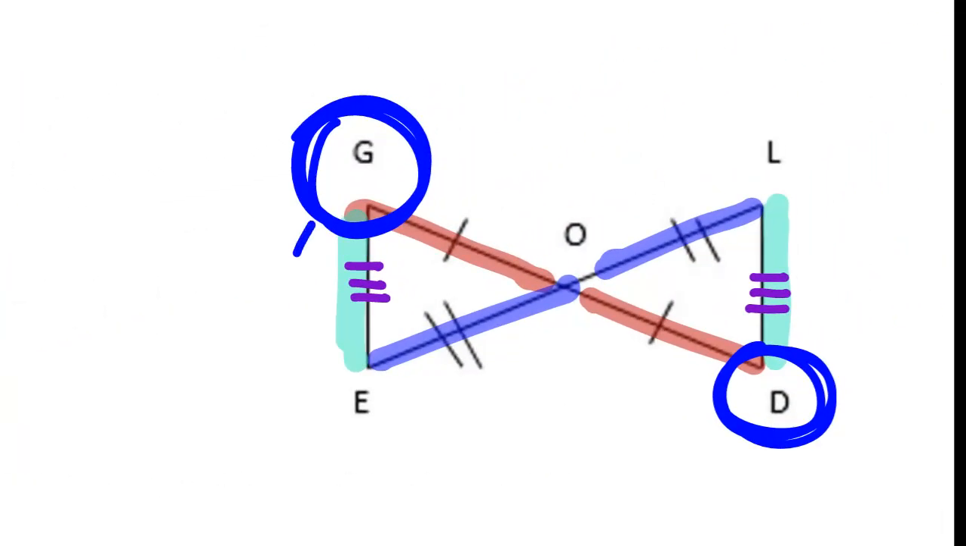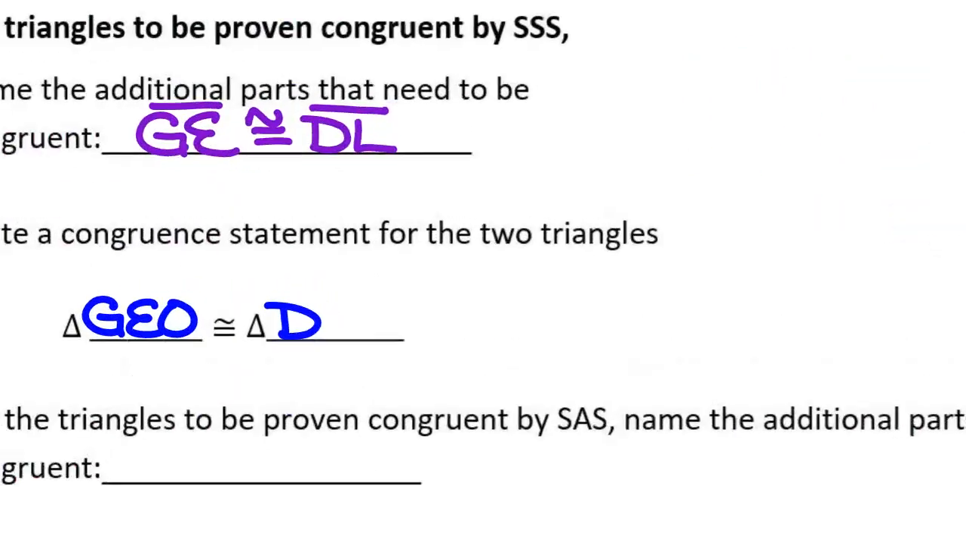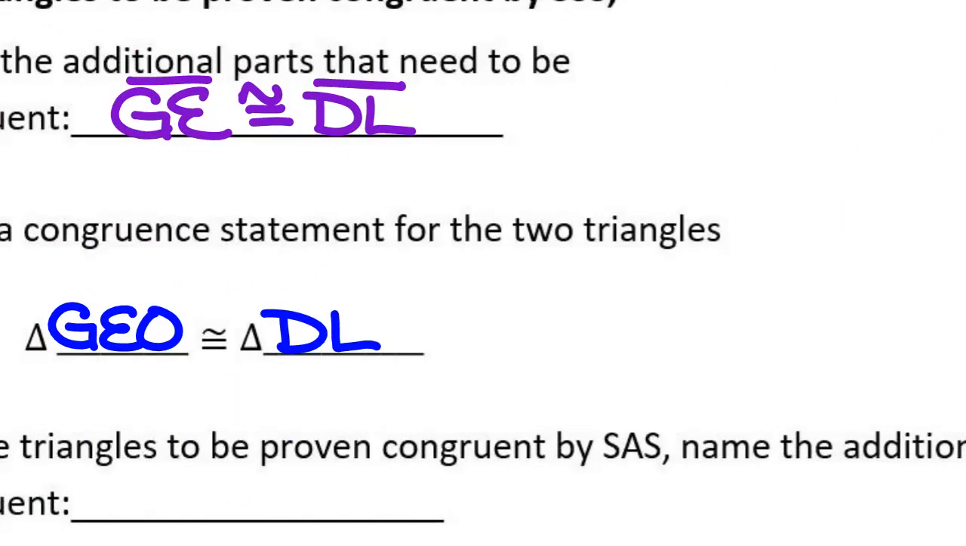And then if I go from G to E, I'm moving to the other side of the segment with 3 marks on it. What would that correspond to on the other triangle? I'm starting with D. And then I want to move to the other end of the segment with 3 marks on it. L. So D, L, O.